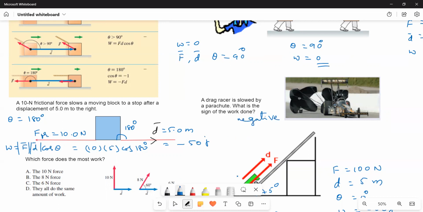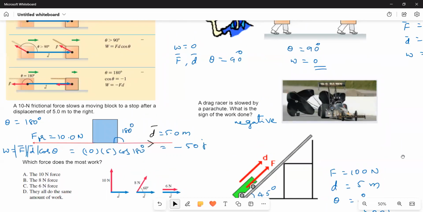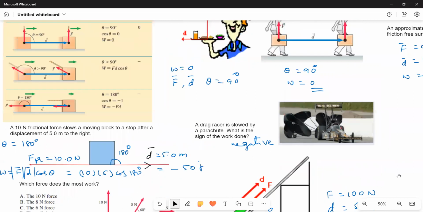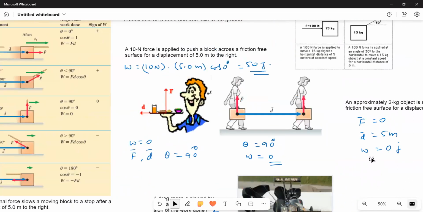In this topic, the only confusing factor is the angle. If you know how to identify the angle between the force and displacement, then the concept will be very easy for you. Just go through it again and try to solve a few numerical problems. Then it will be easy for you.